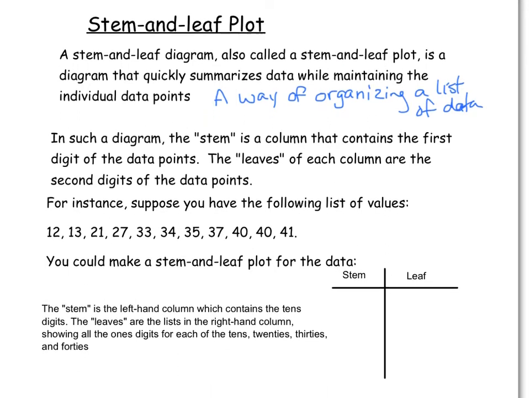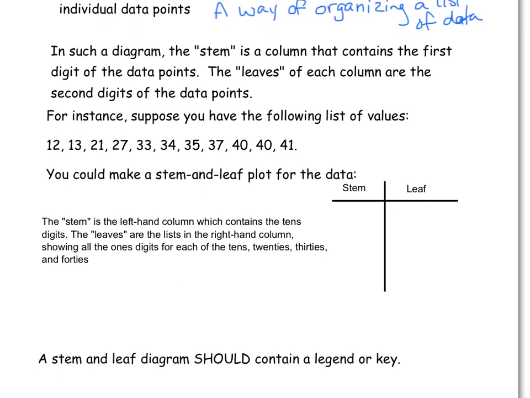So in a stem and leaf diagram, we have the stem, which is a column that contains the first digit of the data points. So this would be the stem, and in here we'd put the first digit of each number. The first digit of the 12 is a 1. The first digit of the 33 is a 3, or 34 is a 3. That's what goes in the stem. Then we have a column for the leaves. The leaf of each column is the second digit of the data points. It'll probably be clearer when I do the example.